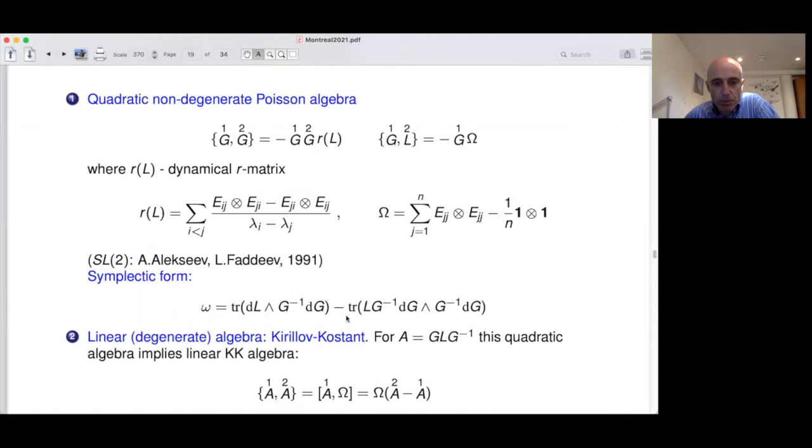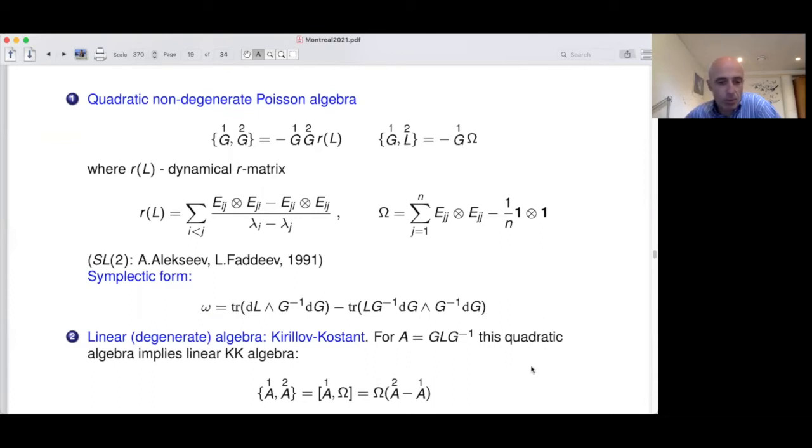Without this term, that would be the Kirillov-Kostant form. With this term, the Kirillov-Kostant bracket is degenerate. L's are Casimirs there. The Kirillov-Kostant Poisson bracket is a degenerate form, of course, on the symplectic leaf. But if I add this term, then I get the non-degenerate form on the whole space, right? Space of pairs, G's and L's.